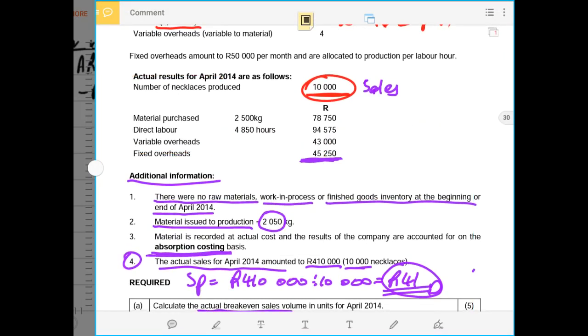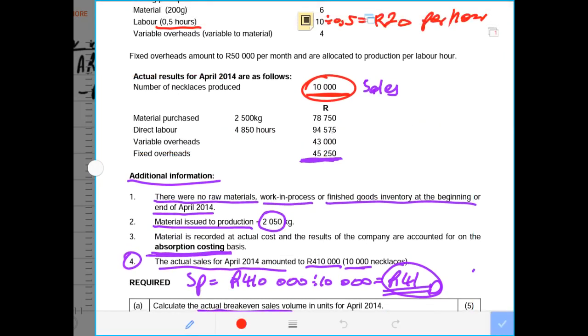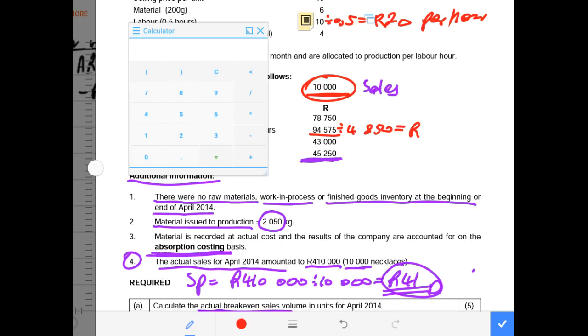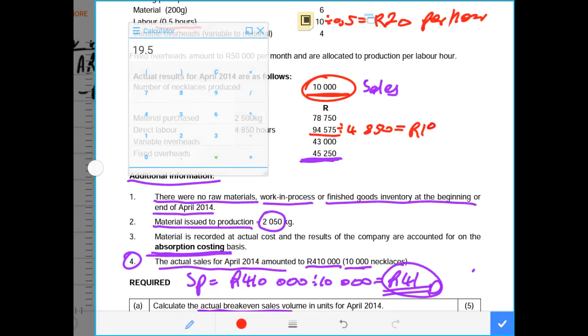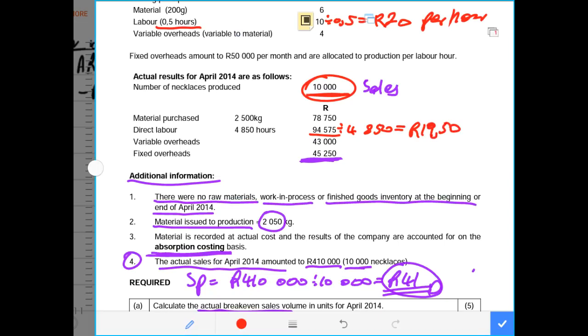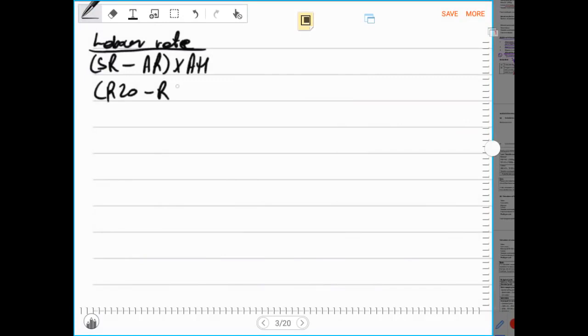So under actual information, I previously made a mistake where I took this 94,000 and divided it by 4,850. So now this calculation was needed at this stage. 94,575 divided by 4,850. Then this is the total actual labor cost that was incurred, 19 rand 50 cents. So now this will be our actual labor rate per hour, because we divided by the labor hours.